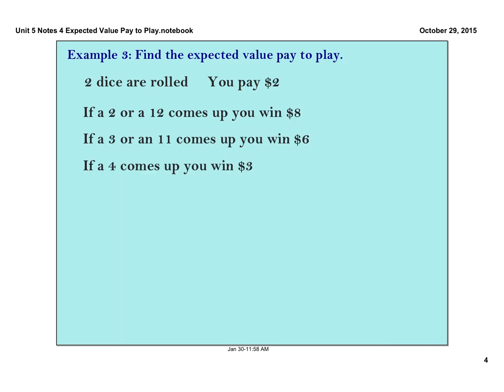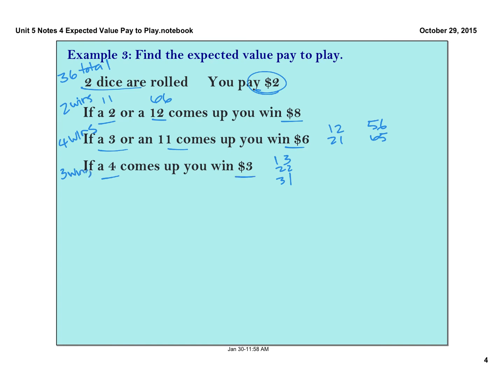All right, let's take a look at the next one. 2 dice are rolled, pay $2, so that's 36 total. If a 2 or a 12 comes up, that's only 1 and 1, that's 6 and 6, so 2 wins. If those come up, you win $8. If a 3 or 11 comes up, 3 is 1 and 2, 2 and 1. 11 is 5 and 6, and 6 and 5, so 4 wins. That you win $6. And if a 4 comes up, we did this in the last one, 1 and 3, 2 and 2, 3 and 1. 3 wins, you win $3.